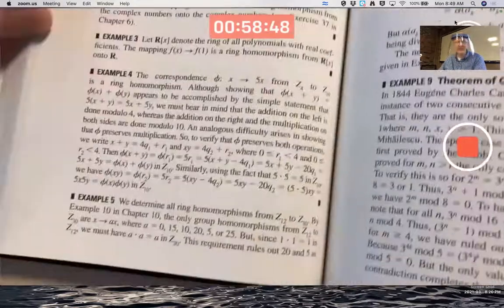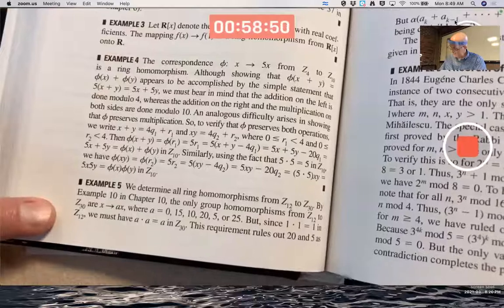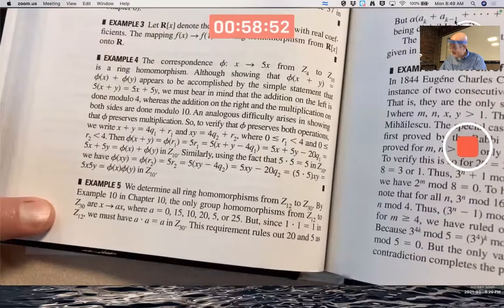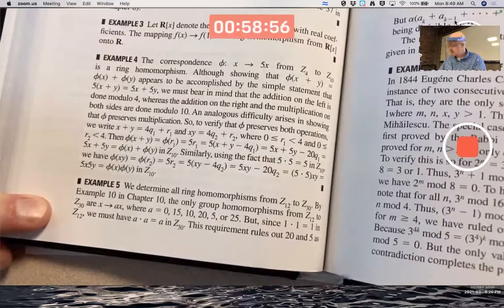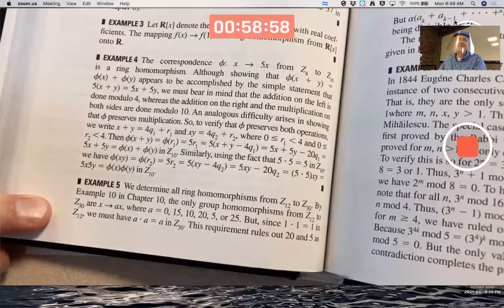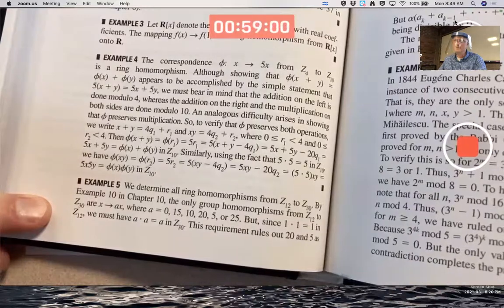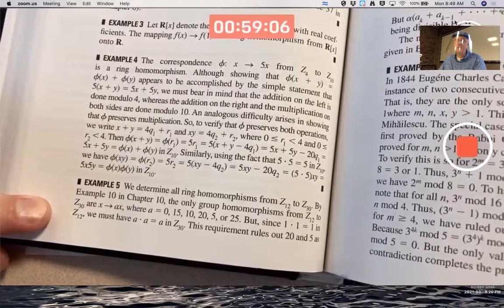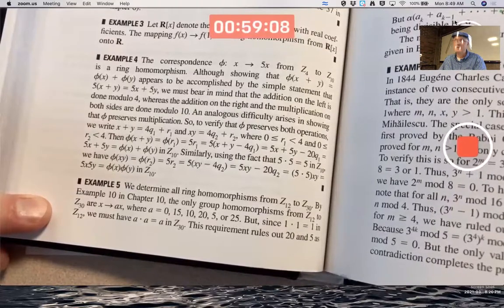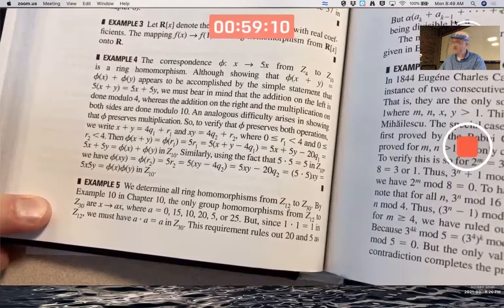I think example 5 is a good one to make sure you study. The group homomorphisms from Z12 to Z30 and the ring homomorphisms from Z12 to Z30 are not the exact same set of functions. One is a subset of the other. Being a ring homomorphism is a bit more restrictive. There are fewer ring homomorphisms.